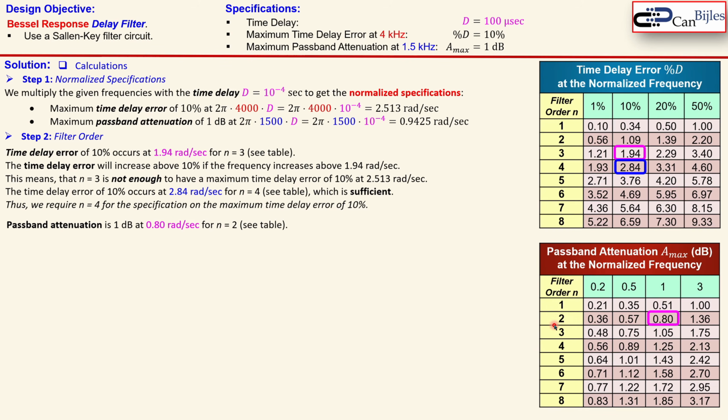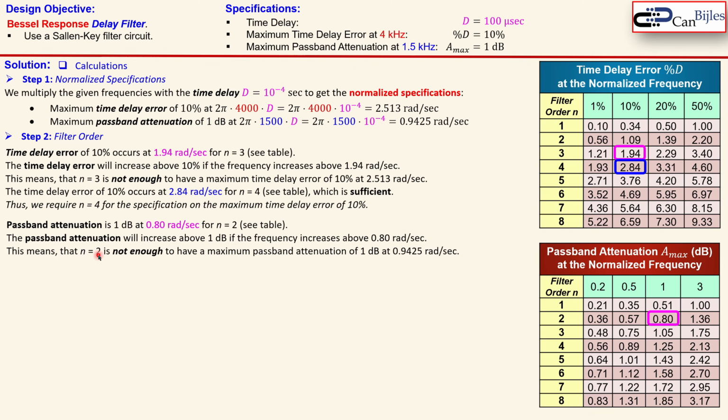Is this sufficient? Now if you use the second order filter, for example, just looking at the passband attenuation, going beyond this 0.8 radians per second will make the attenuation larger than 1 dB. So that means, again, if we increase this 0.8 radians per second, you also go above this attenuation of 1 dB, which is not what we want, because this is the maximum allowed attenuation. So that means NS2 is not enough for this specific situation, for our passband attenuation.